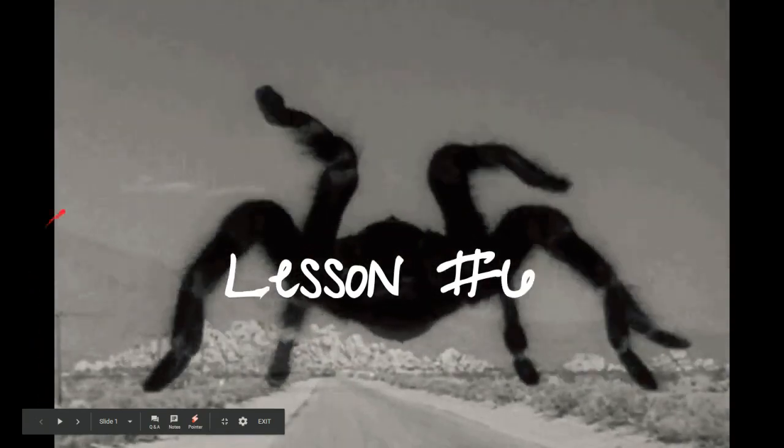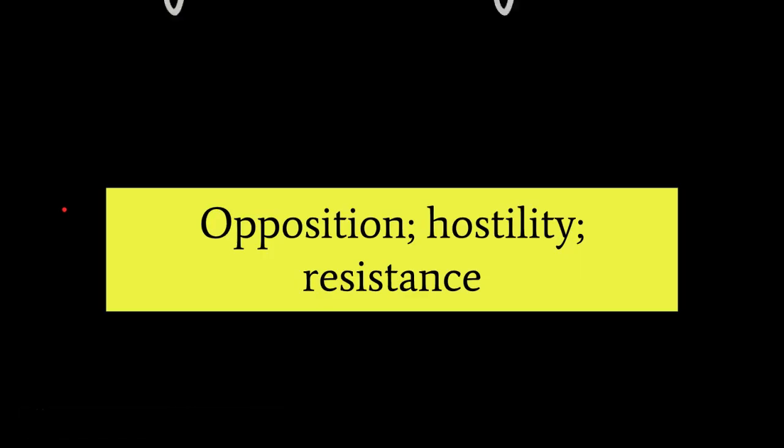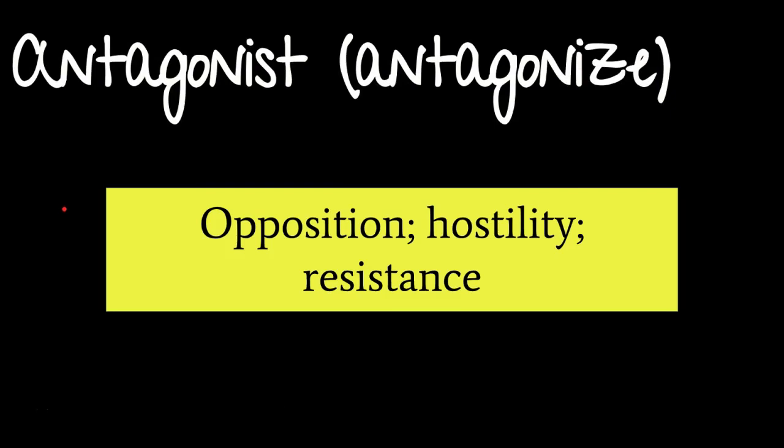Alright, let's get started. So, for your first word, you have antagonist, or antagonize. So antagonist is the noun, and antagonize is the verb, to antagonize. So the antagonist antagonizes. And what this means is opposition, hostility, and resistance. So you probably have already heard this as the literary term, the protagonist and antagonist. But antagonist is actually a vocabulary word that operates outside of literary terms.